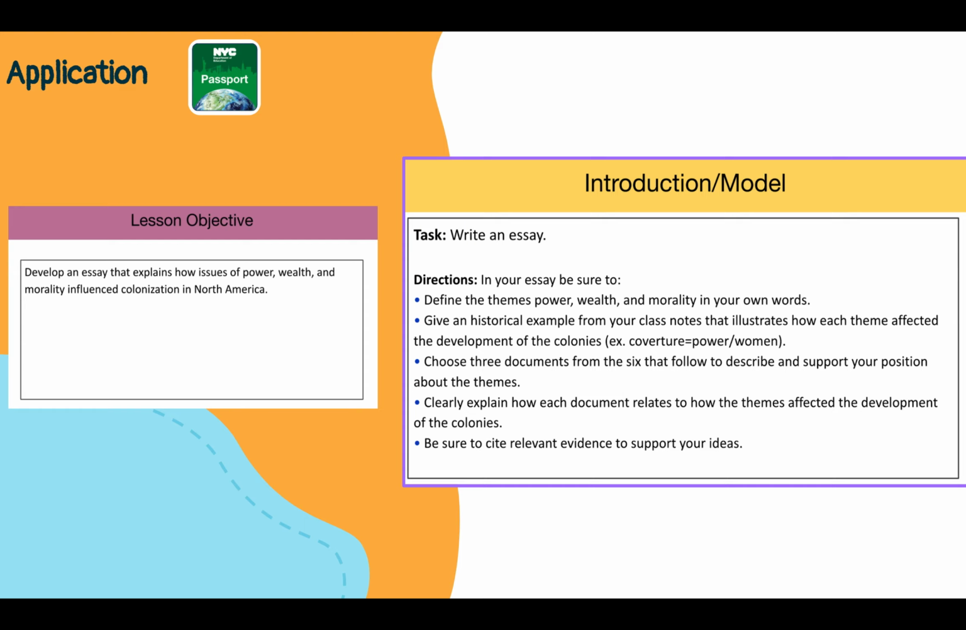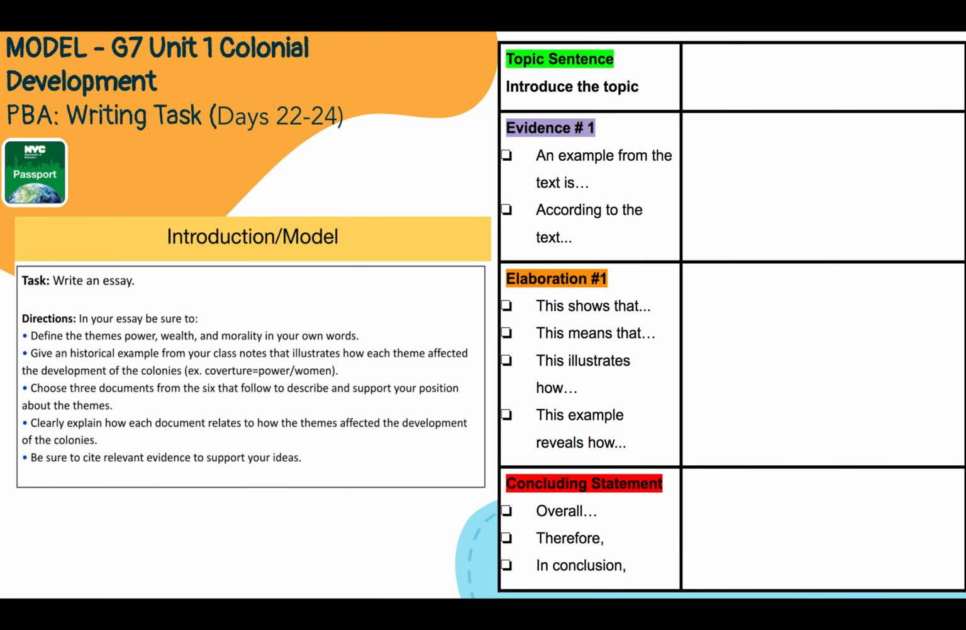In Passport to Social Studies, you'll be asked to develop an essay that explains how issues of power, wealth, and morality influenced colonization in North America. This is in Unit 1 of Colonial Development. This is the performance-based assessment, which is the writing task for days 22 through 24.